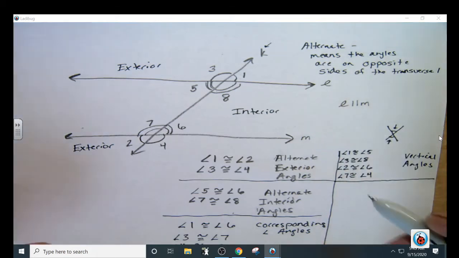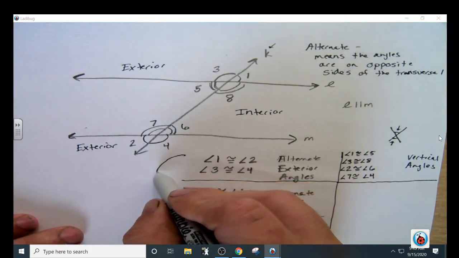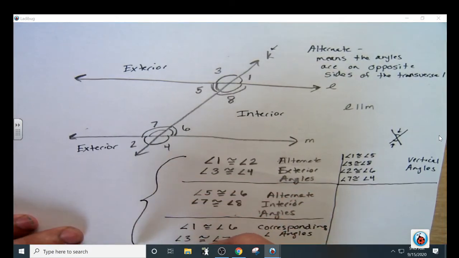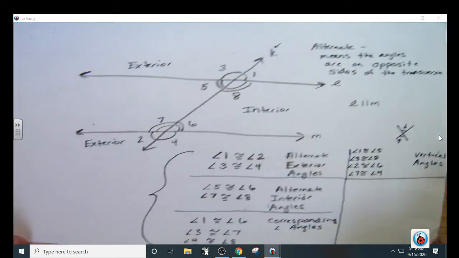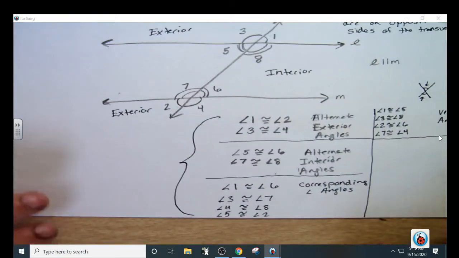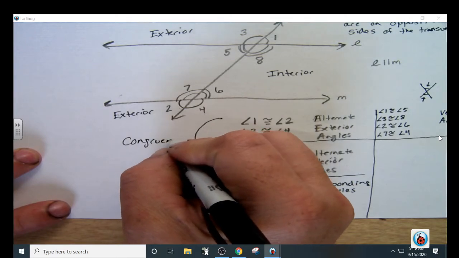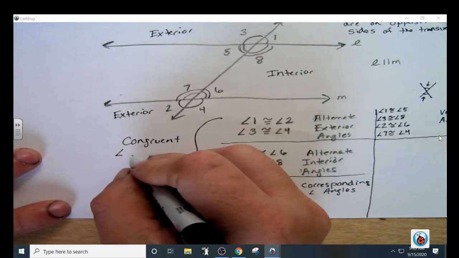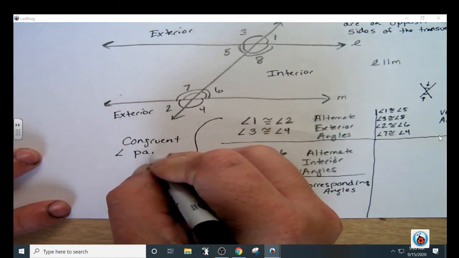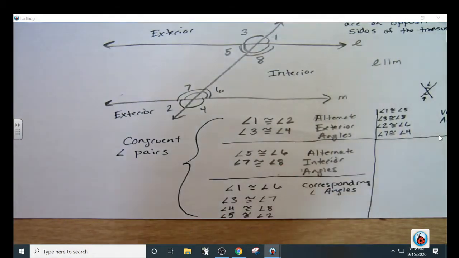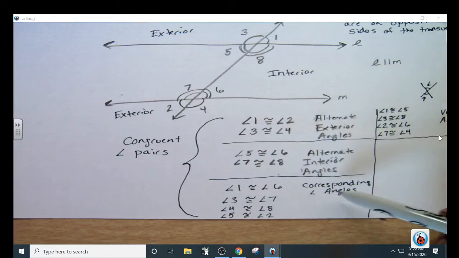Now guys, what I call all these angles to the right, those are all your congruent angle pairs. All these are always equal to each other.